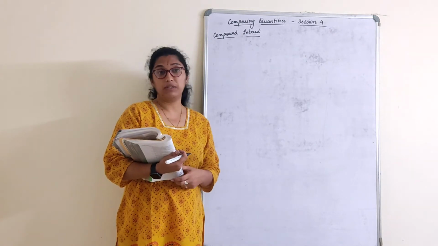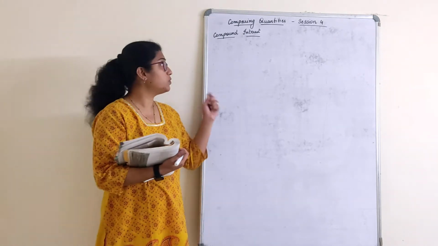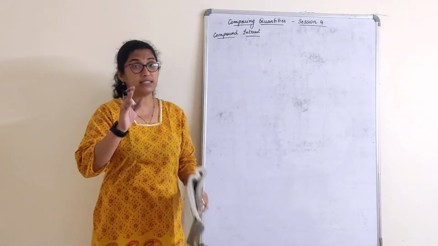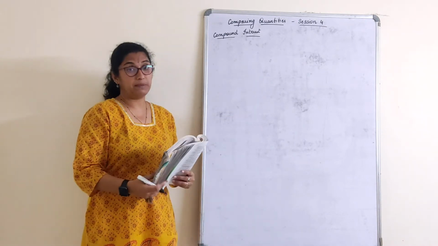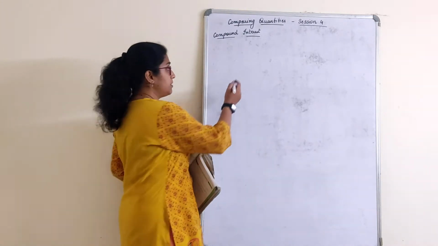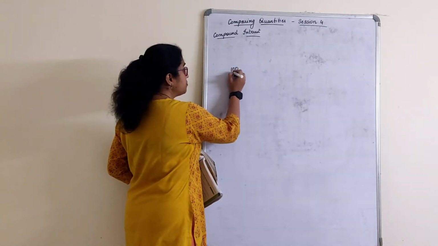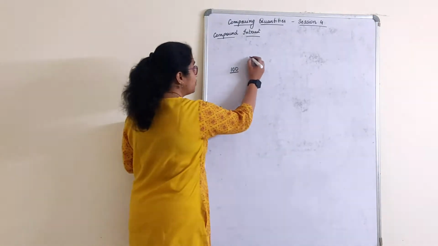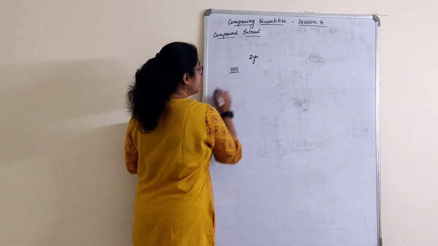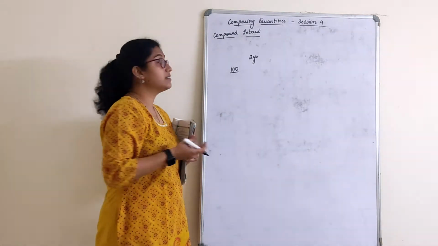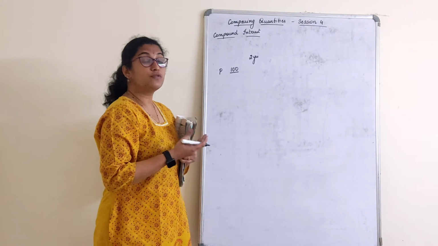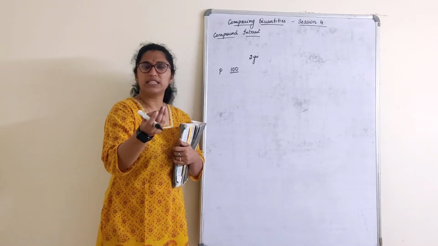Now what is compound interest? Definition wise, it is the interest calculated on the increased principal. Now this is the definition, but what do you actually mean by this? Just assume that you have kept 100 rupees in a bank as a deposit for a period of 2 years. This amount is called the principal amount.